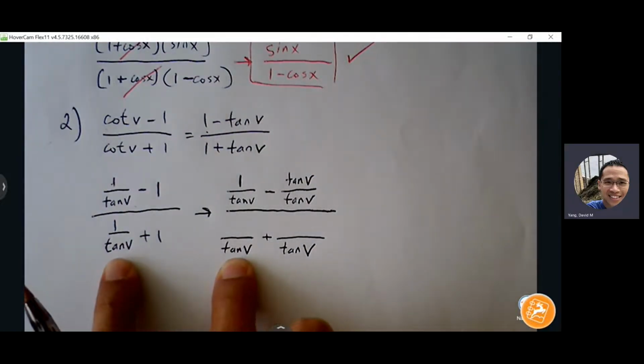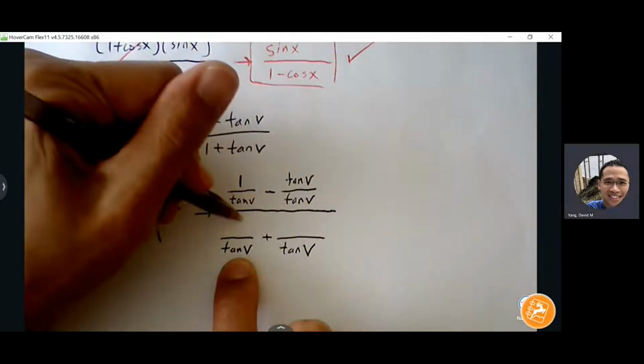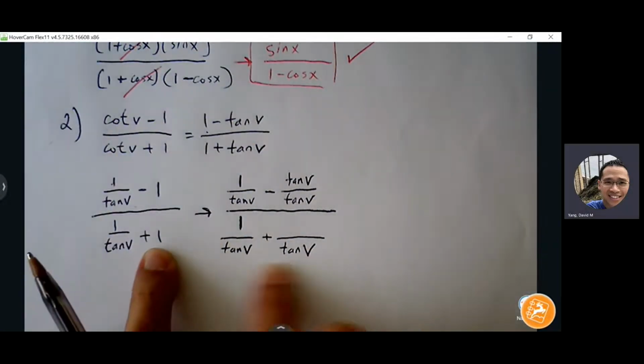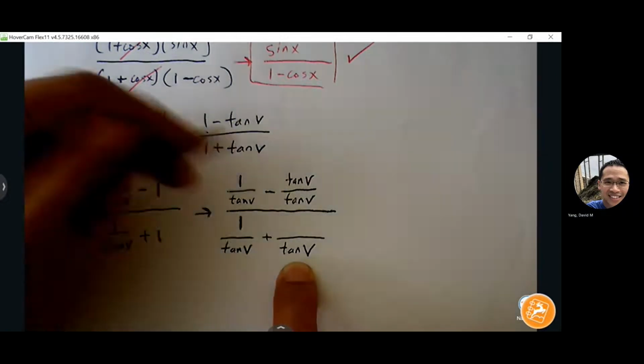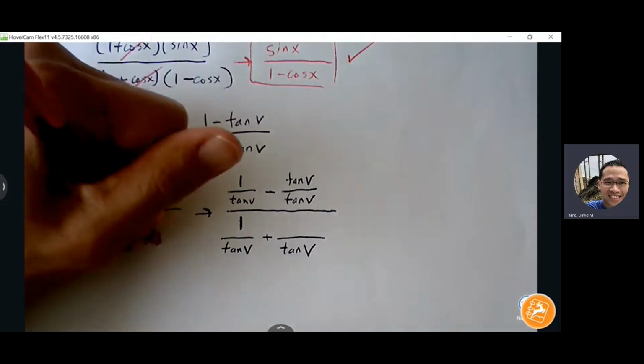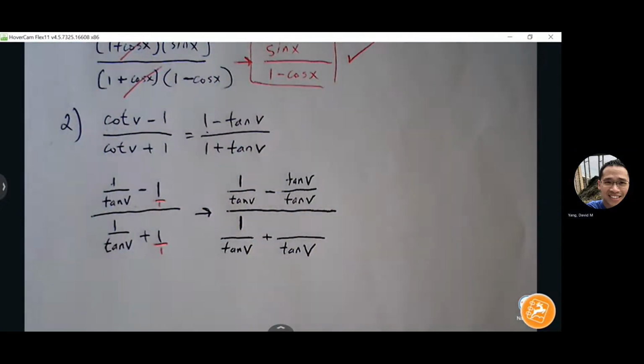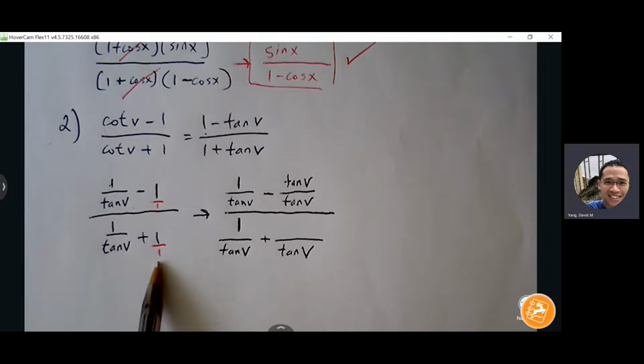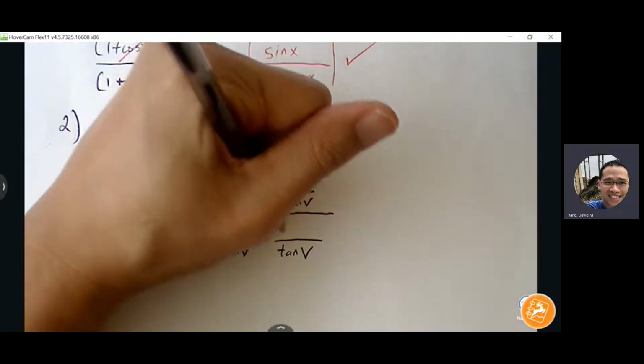Okay, any balancing needed here? This we're good, right? Down to 1. How about from 1 to tangent v? I need to multiply by 1, right? Because really, this is 1 over 1, which is not the same denominator. So it takes me 1 times tangent v to get the tangent v. So I need to multiply the top by what I did to the bottom.